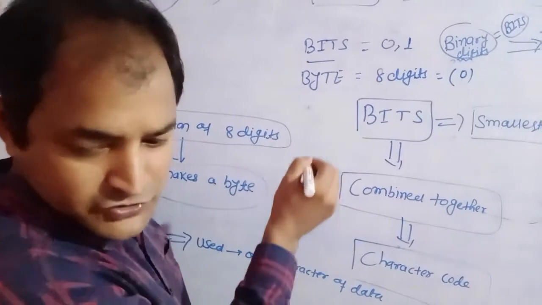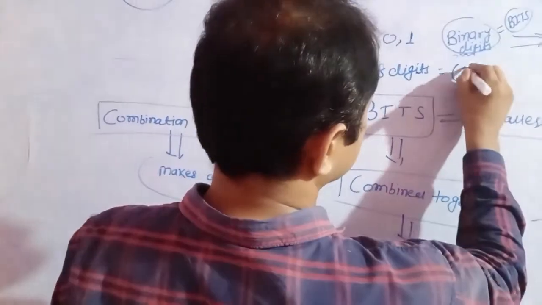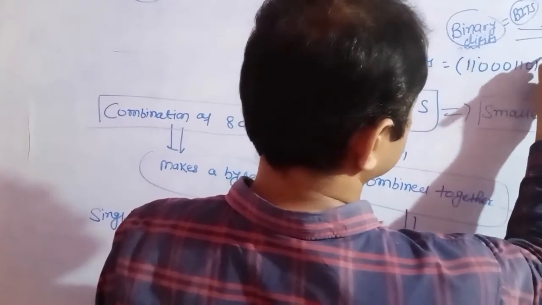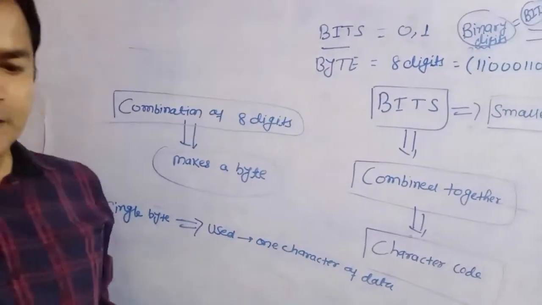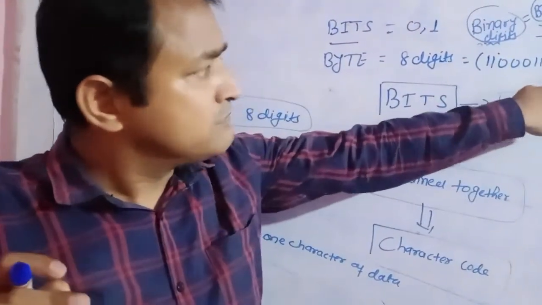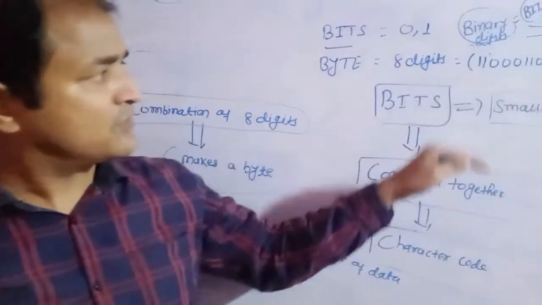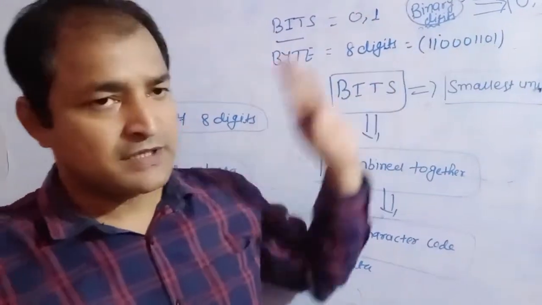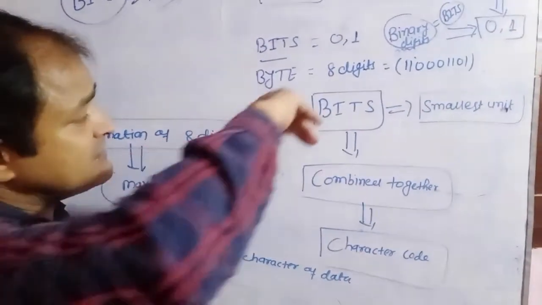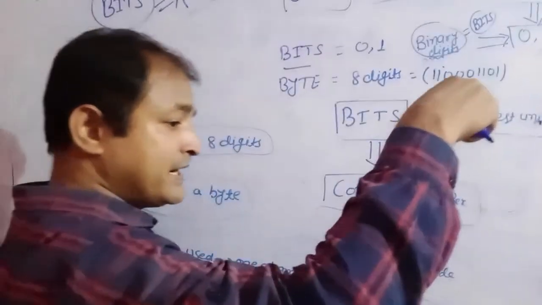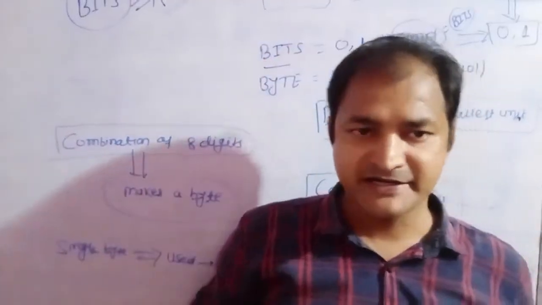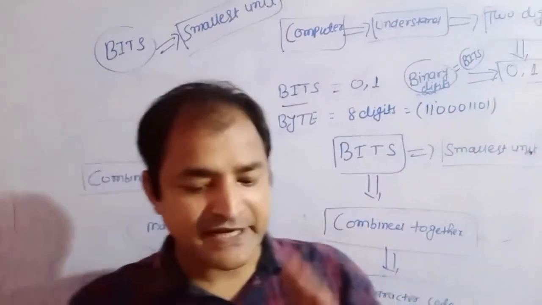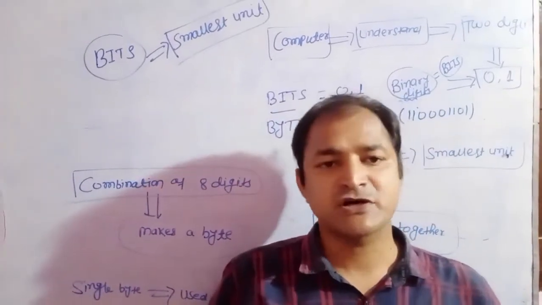Which 8 digits? 0 and 1. Suppose 1 0 0 0 1 1 0 1. This is the binary form. This is for senior classes, not for class 2. Because computer always understands 0 or 1 digit. I have already discussed this. Computer data is represented in bits or bytes.